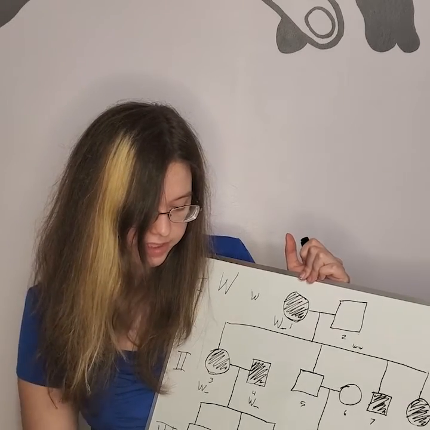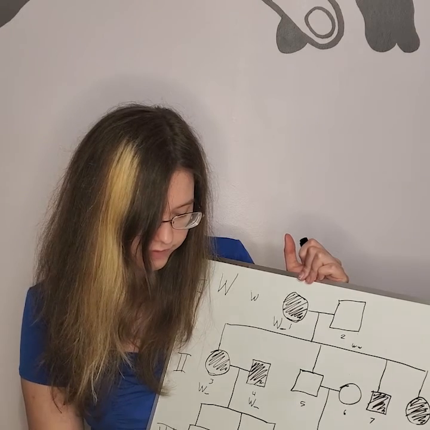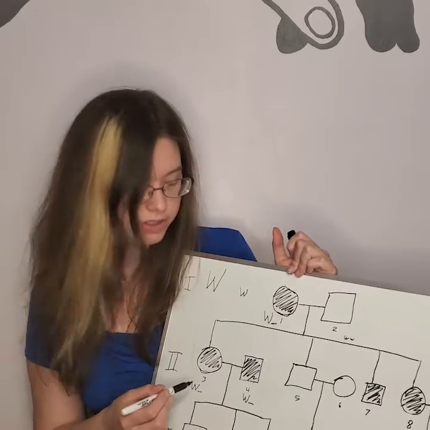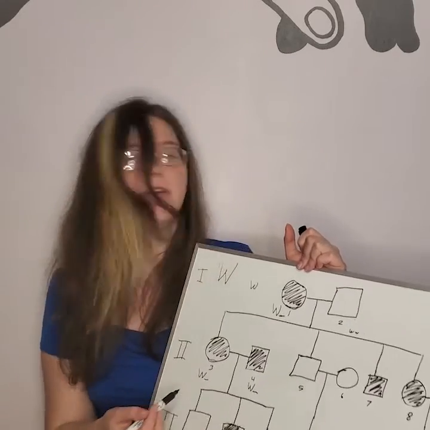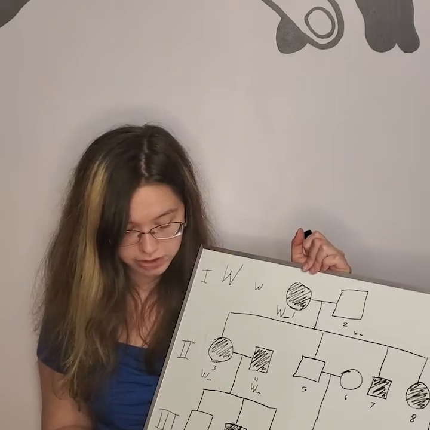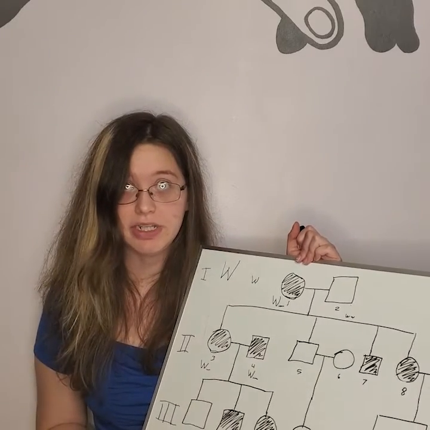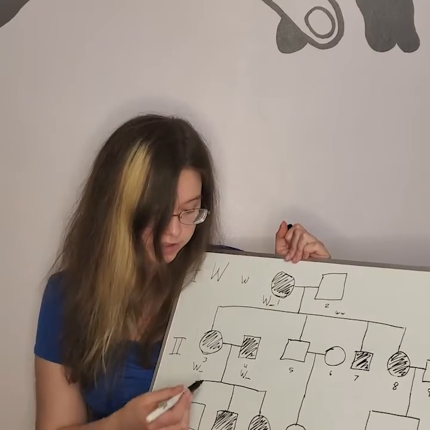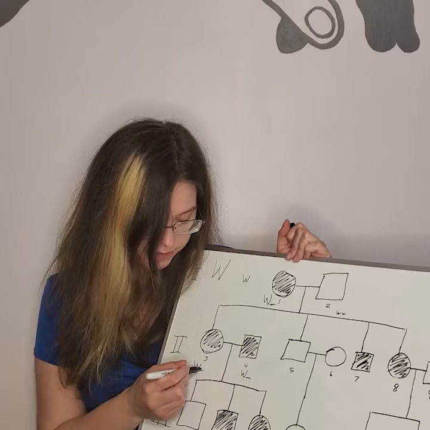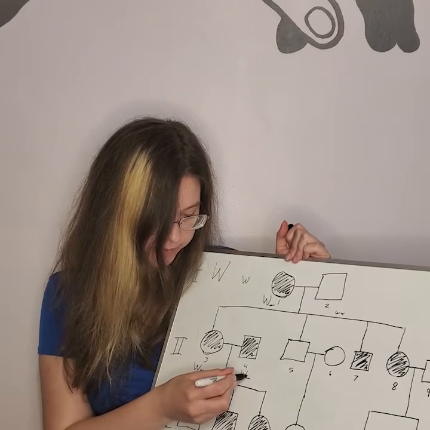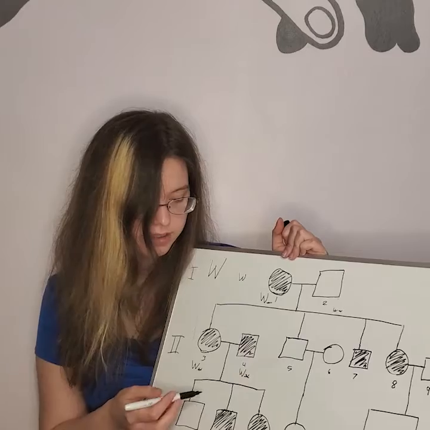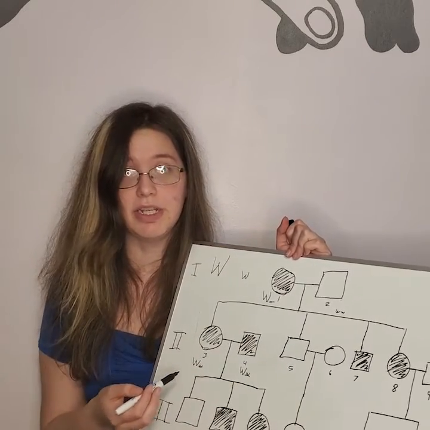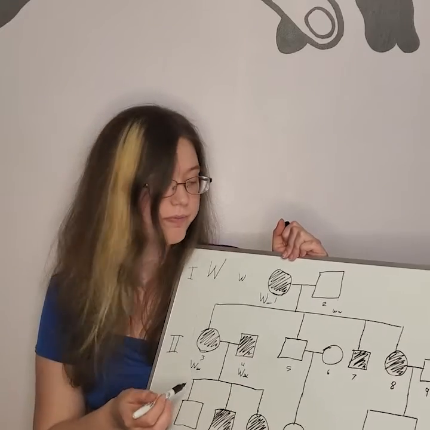Now we can't figure out what these two are because we don't have any more data, but we can figure out what 3 and 4 are. Because they have one individual that doesn't have a widow's peak, they have to have 2 little w alleles. So we know that those 2 little w alleles have to come from both parents. So these two's genotype is going to be big W, little w.